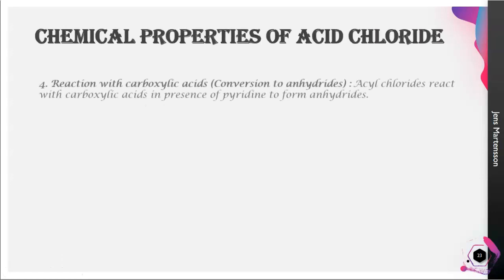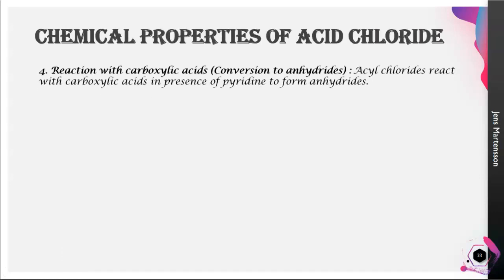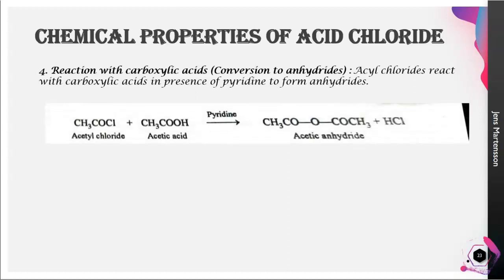Now we are going to take up the chemical properties of acid chlorides only. We have discussed ammonolysis, hydrolysis and alcoholysis as well, and the reaction with carboxylic acid. This is what we were discussing in the previous video. I told you that your acid chloride reacts with acetic acid in the presence of base, and it leads to the formation of an anhydride.